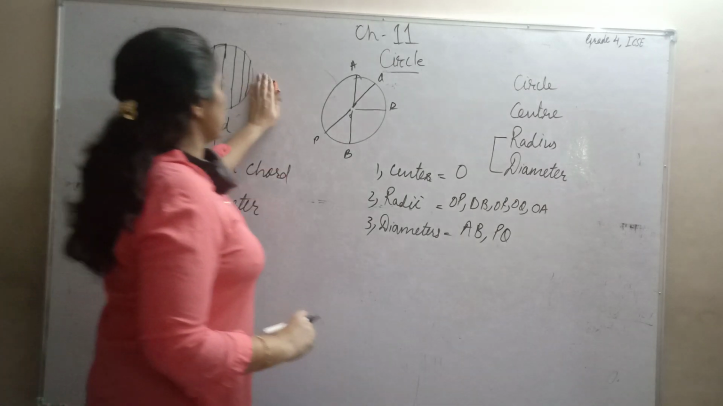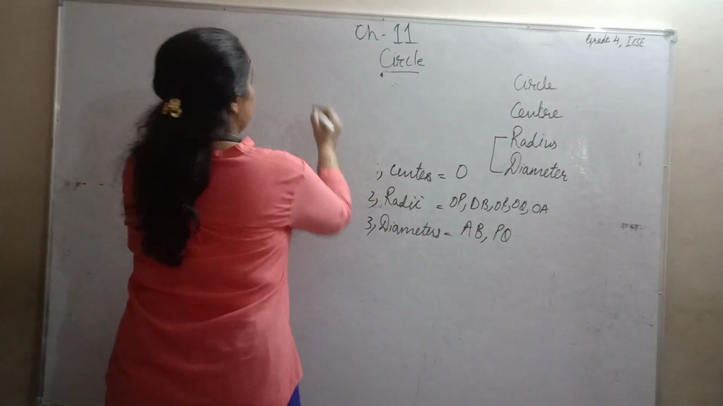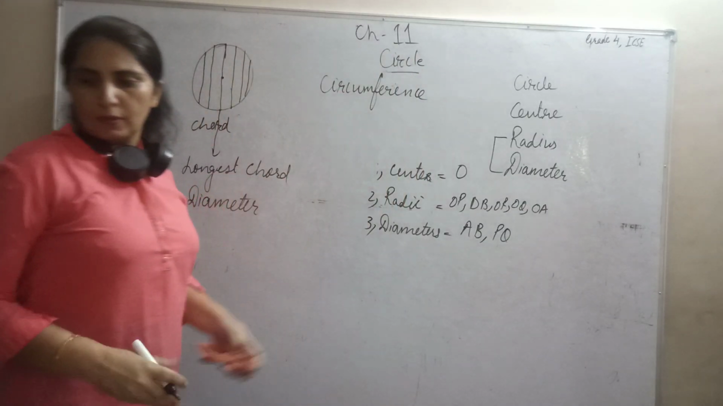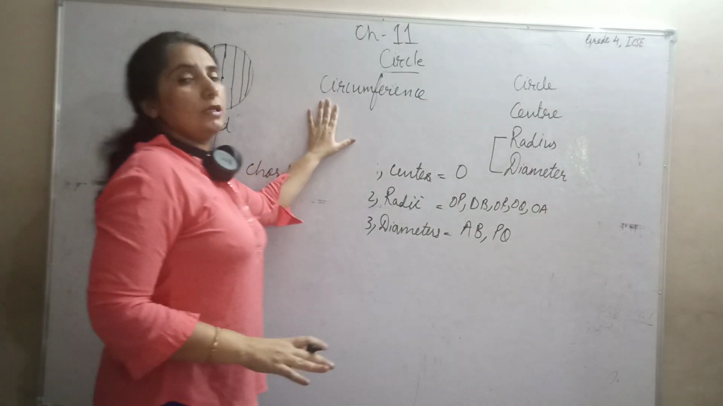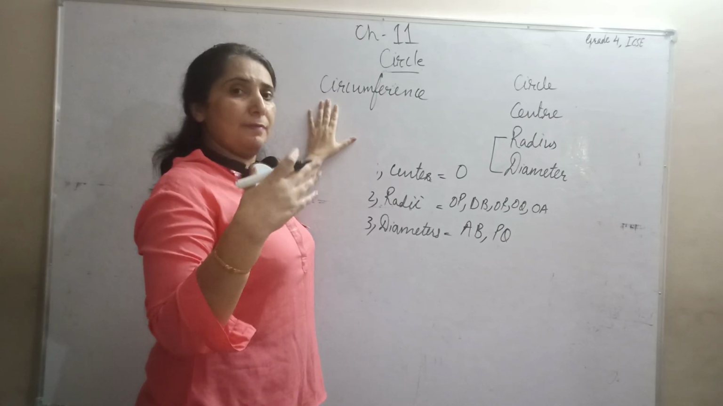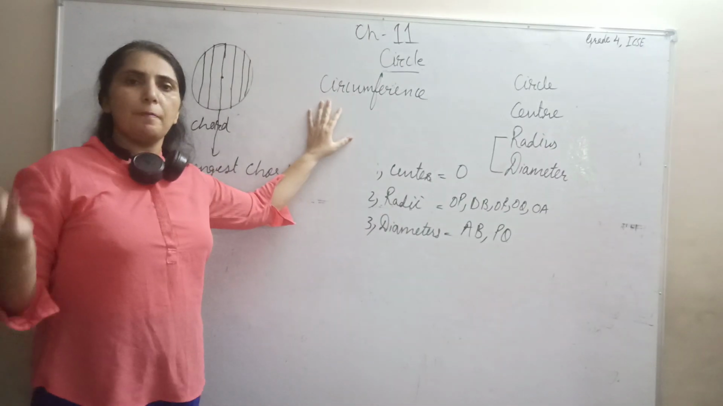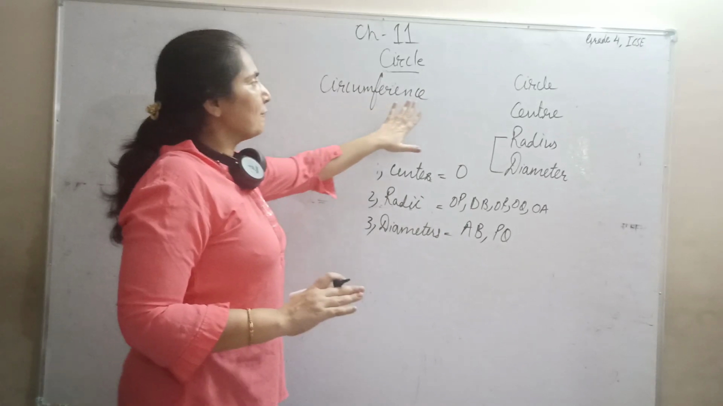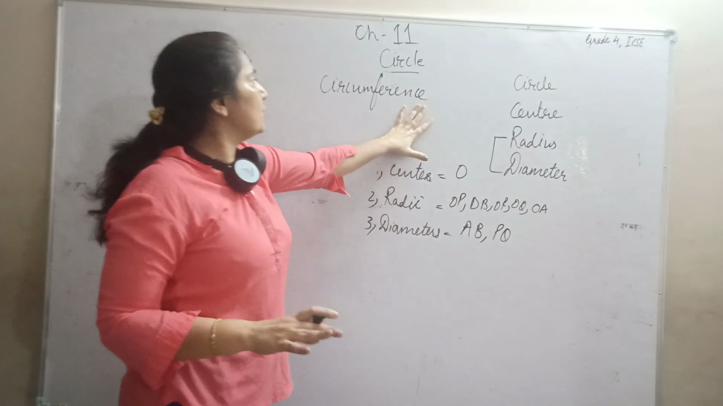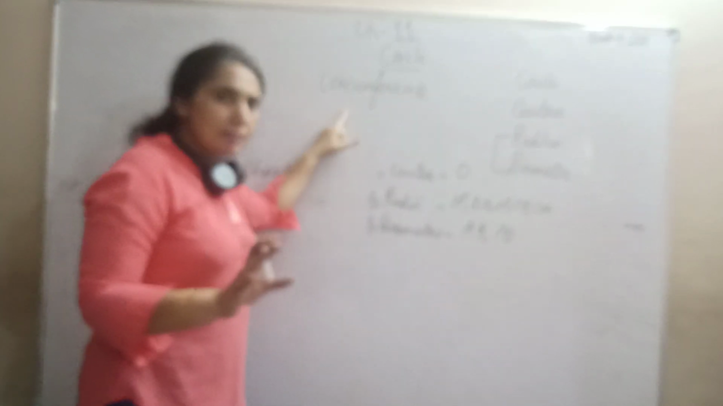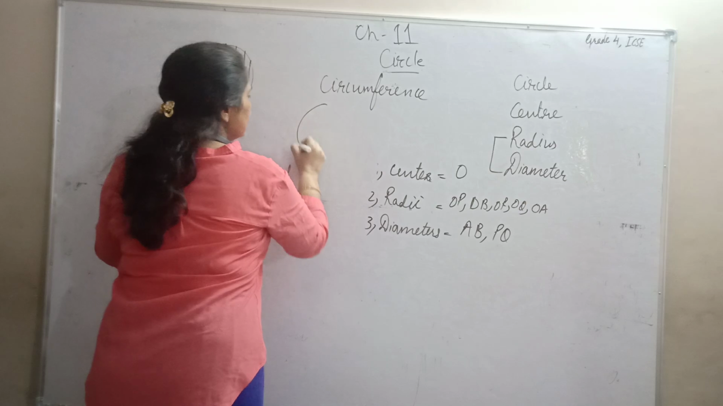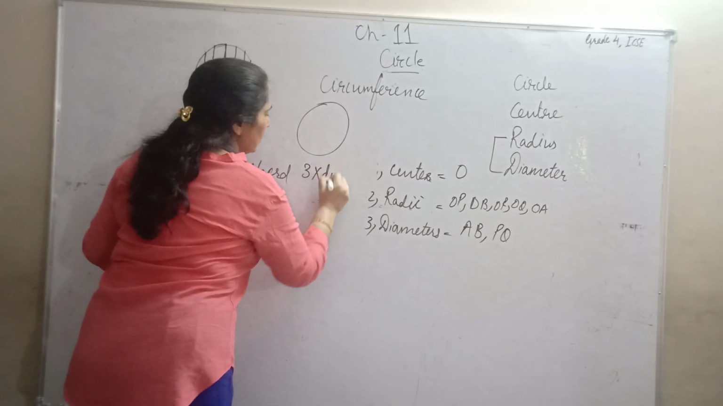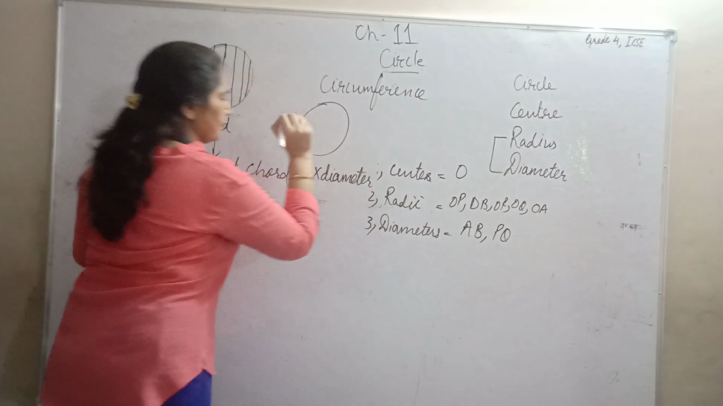Then we have the concept of circumference. In all the plane figures, like in the previous lecture you have done perimeter of rectangle, perimeter of square, but in case of circle, for perimeter we use the word circumference, as in circle there is no side. To find the circumference of a circle, we use the formula, that is 3 into diameter.